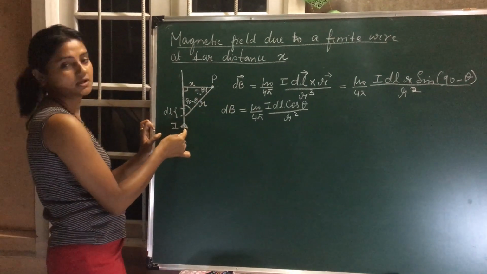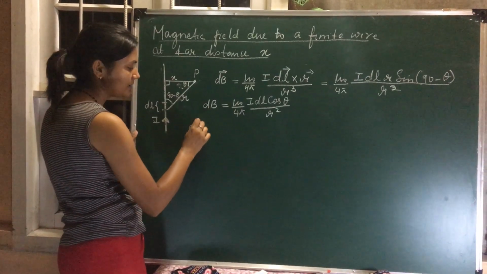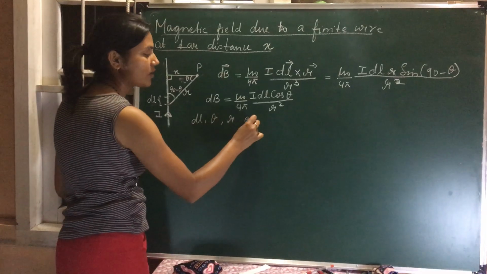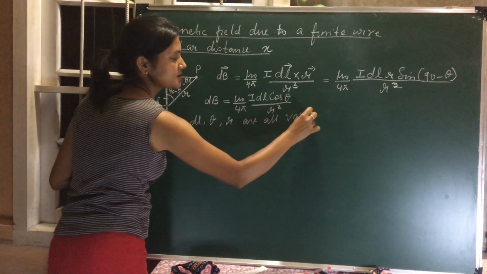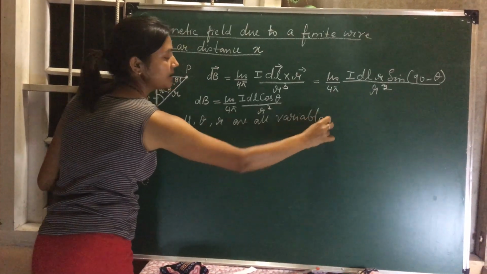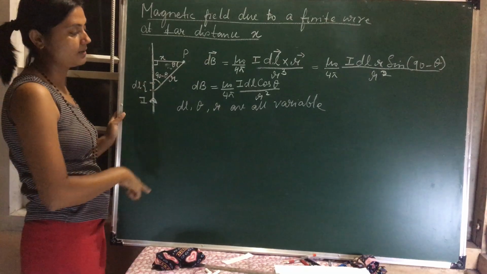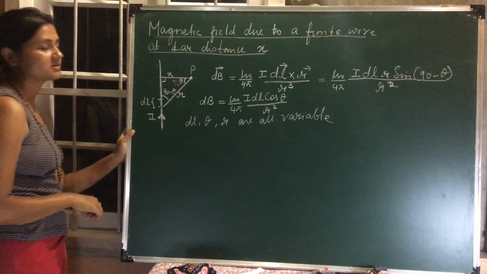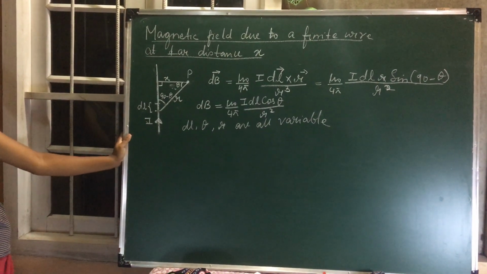If I take this elemental section, theta is different, right? r also changes. So dl, theta, r are all variables. In the integration method, there has to be only one variable, but here there are three variables. Is there any method to do this? Then yes, we will find out the way.